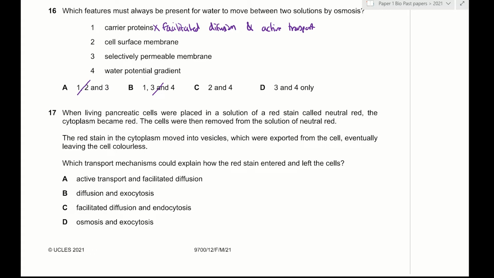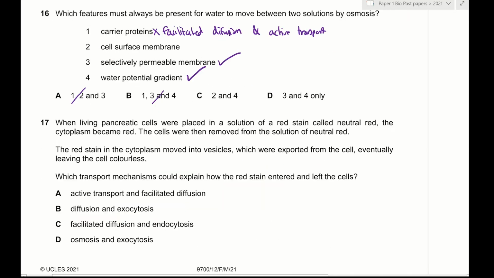In this case, selectively permeable membrane, as we said, is correct for water potential gradient. Water potential gradient must be present because, as we said, water moves down the water potential gradient. So in this case, we know for sure that 3 and 4 are going to be correct. So the correct answer is going to be D.